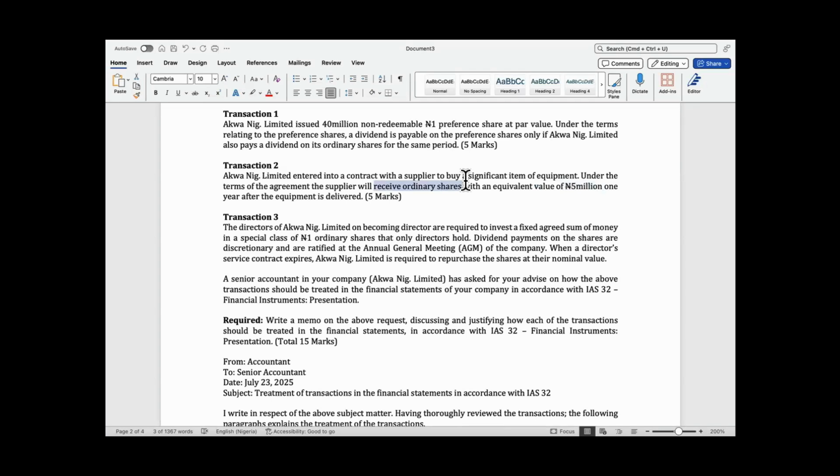But the challenge we have here is this. When we say we are issuing shares, how many shares are we issuing? What is the value of those shares? Before you can recognize an item as share capital, we must know how many shares we are issuing. In this case, we don't know until 1 year later. They said the shares we are going to issue will have a value of 5 million, which means the number of shares we will issue, we don't know.